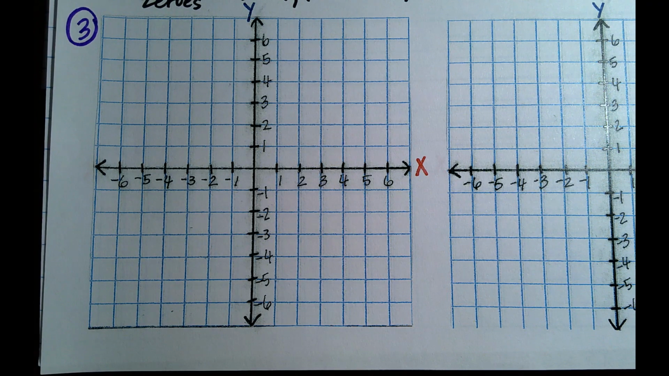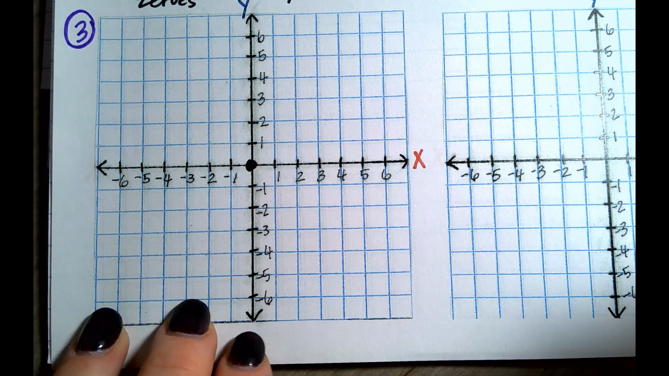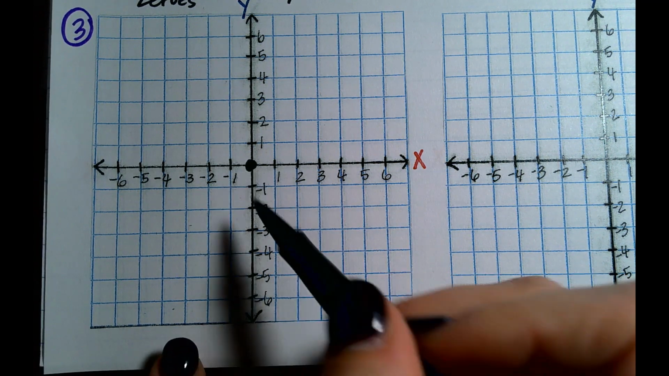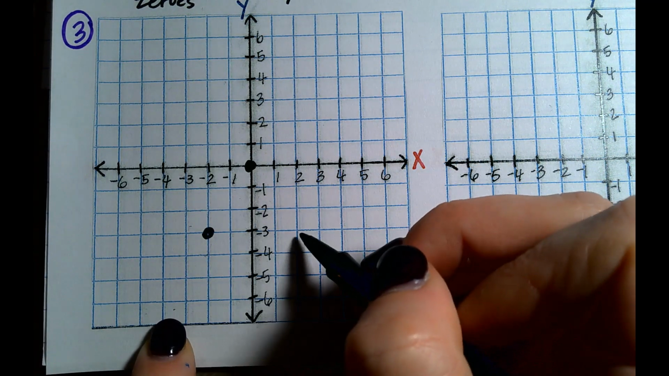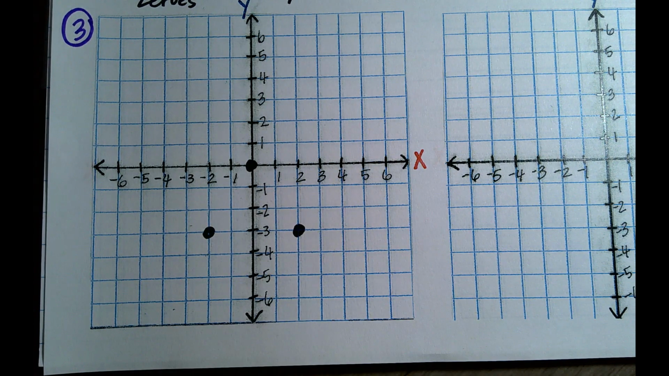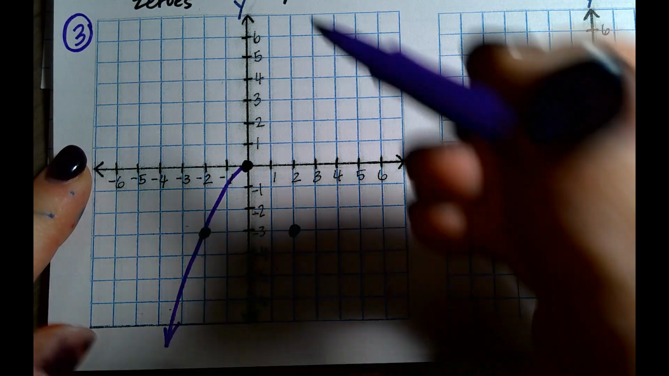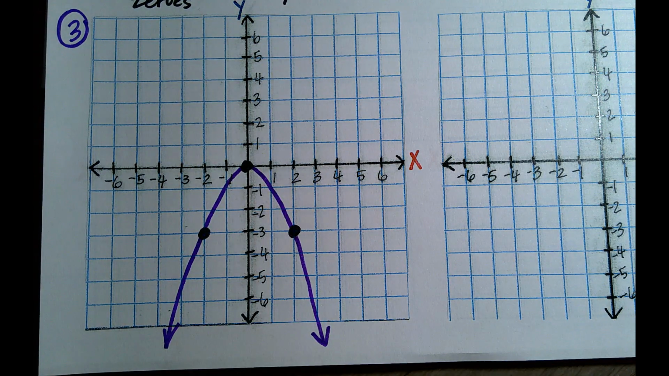Okay, so let's put a point. Let's put a point right in the middle, and let's put one here and here. Three points. A little crooked, but it'll work.